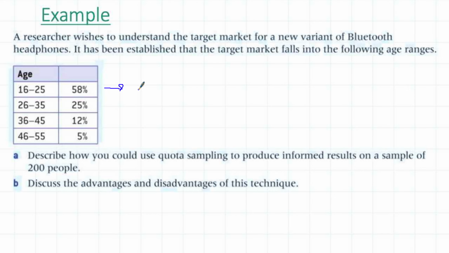So from this group of people, I'll aim to select 116, and then from this group of people, I'll select 50. From this group of people, I'll select 24. And then from this group of people, I'll select 10. So that will give me the 200, but still maintaining quota sampling because the numbers are proportional to the population itself. So that's how you do quota sampling.